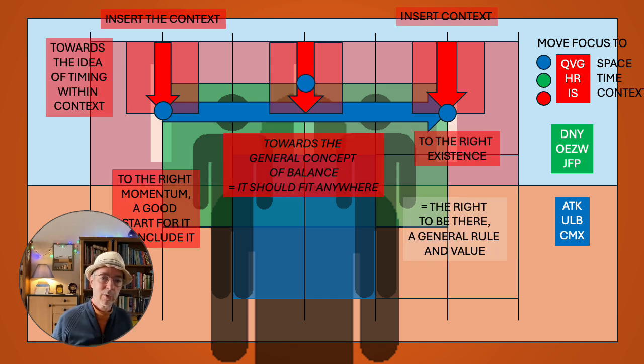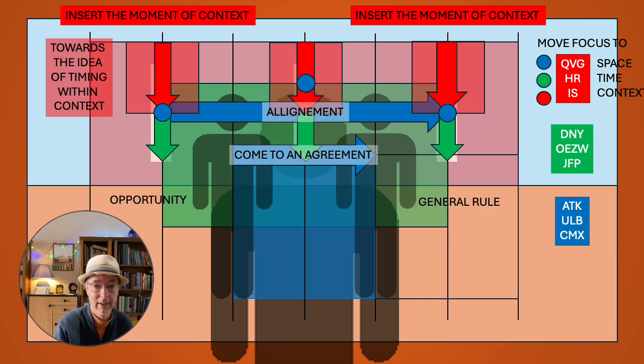We first like to insert the context. That's our idea. We have a timing and we see, okay, we have something of a context and we look for the right moment. We have a good that we want to include, and we want to include it into a general concept of balance. It should and could fit everywhere. Mentally it is like that. It could fit anywhere, and we want to insert it. Because it's a general value as well, it has its right to existence. It follows the general rules. It follows the general values as well.